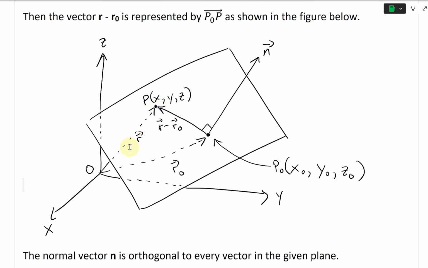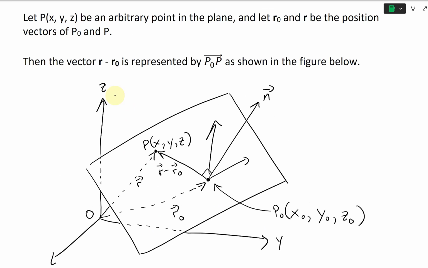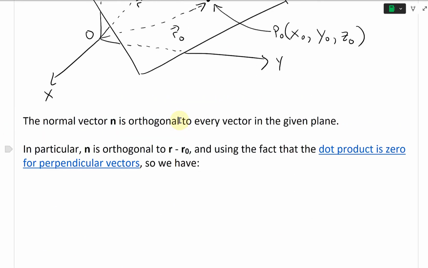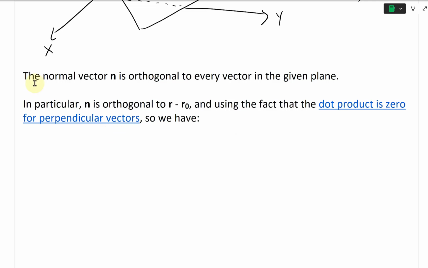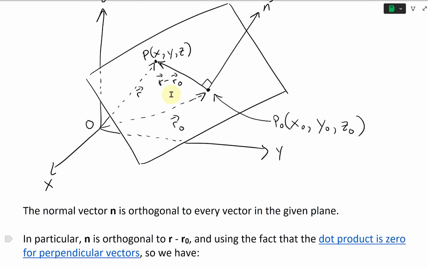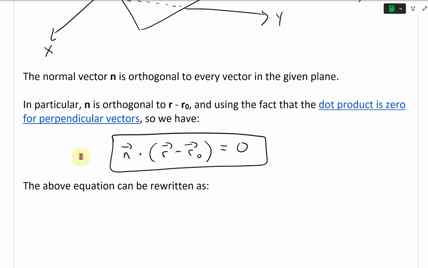All right, now that we have this, going further, the normal vector n is orthogonal to every vector in the plane. So it doesn't matter where you choose your P value there. It could be here, etc. It's all going to be perpendicular. This n is going to be perpendicular to it. So in particular, n is orthogonal to this vector r minus r naught, and using the fact that the dot product is 0 for perpendicular vectors, and here's a link to my earlier video, we're going to have the dot product of the normal vector with any vector on the plane, such as r minus r naught. This is going to equal 0 because it's perpendicular. And so that's our plane equation. Let's box this whole thing in. And now this above equation can be rewritten as n times r, minus n times r naught, and move that over to the other side.